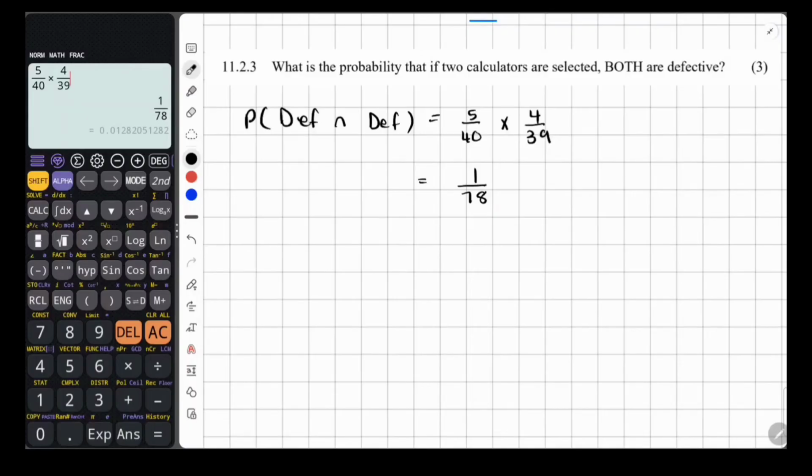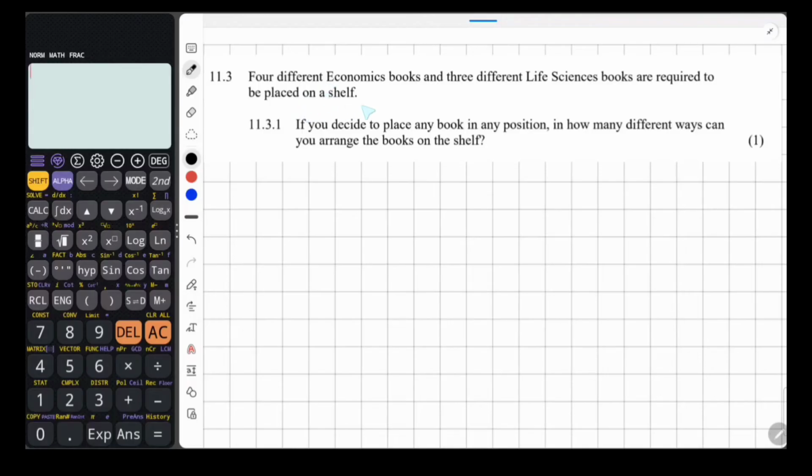And now we move on to 11.3. So 11.3 says 4 different economics books and 3 different life sciences books are required to be placed on a shelf. Okay, so 11.3.1, if you decide to place any book in any position, in how many different ways can you arrange the books on the shelf? So we are not grouping the books, we're just putting them in any way.